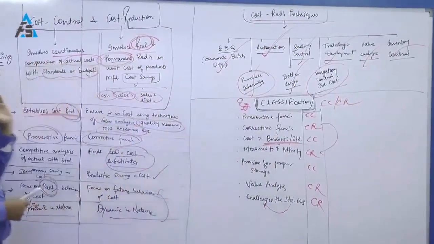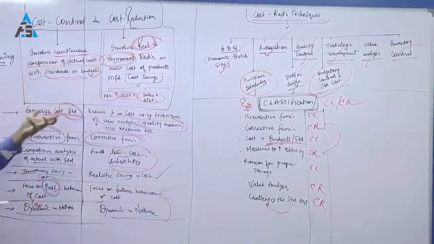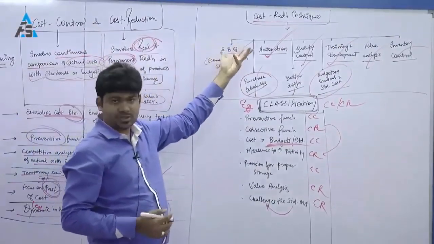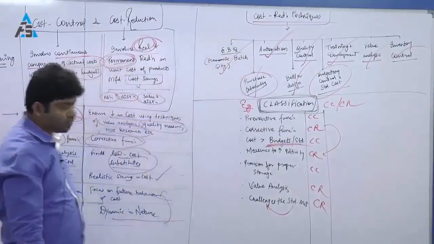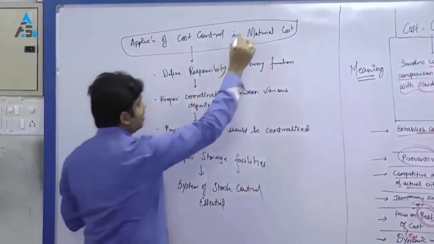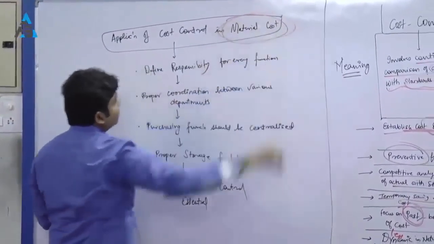So this is about cost control and cost reduction. In case you get a distinguish or a meaning, explanation, or you are asked for a cost reduction technique, this is how you have to answer. Then there's one more question in your PM, application of cost control in material cost. So we'll just quickly focus on that as well.